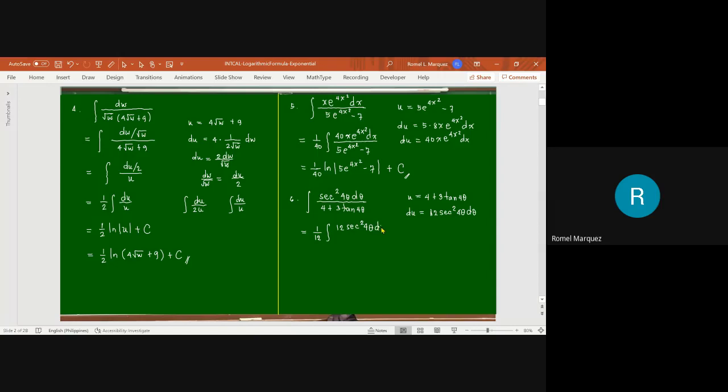How do we read now the numerator? Ano na yung numerator? du. What about the denominator? Ano na yung denominator? U. U, no? Yung denominator is u. Ano nang tunog, guys? 1/12. Anong tunog na? Integral ng du over u. Kapag ang tunog, integral of du over u, what's the answer? ln of absolute value of 4 plus 3 tangent 4 theta.